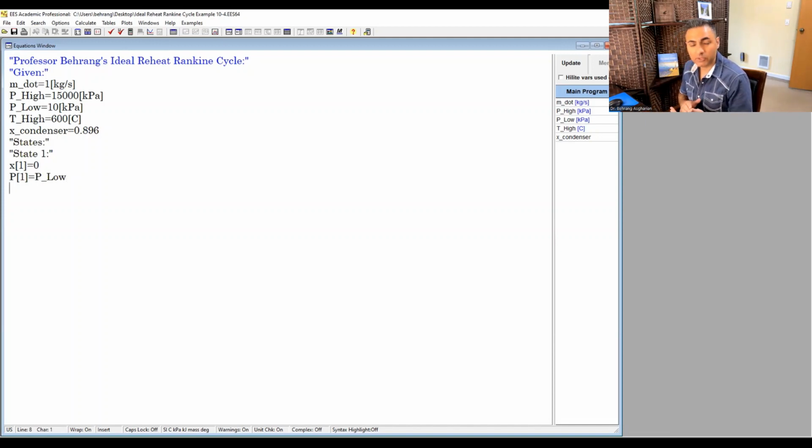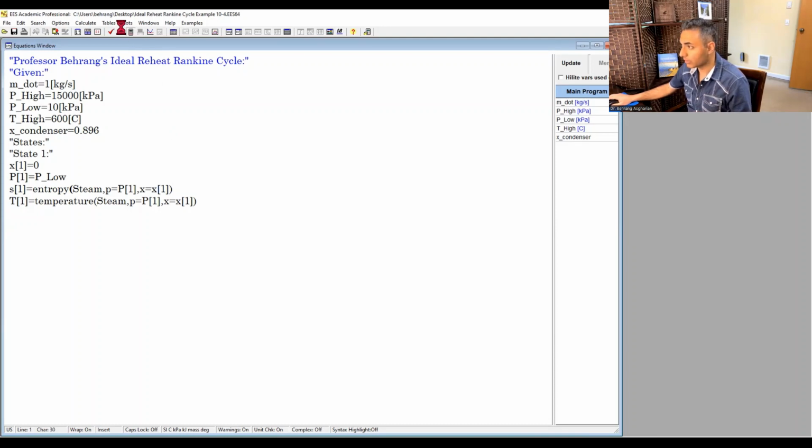Because I have these two independent intensive properties, I can find other properties. I can find S1, right? S1 would be the entropy of water or steam, you can call it steam, when P is P1 and quality is X1. That's it. And if you need to find T1, which in this case we don't, but because EES can give you everything, I can just find the temperature, Control C, and then Control V here, and I have state 1. State 1 is determined. We're good to go.